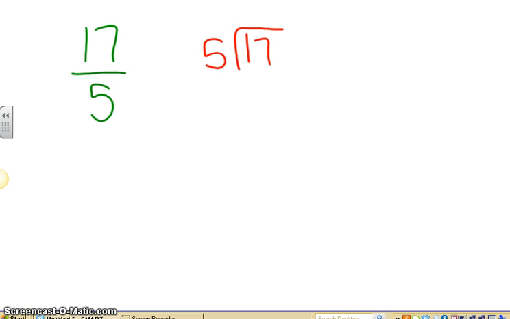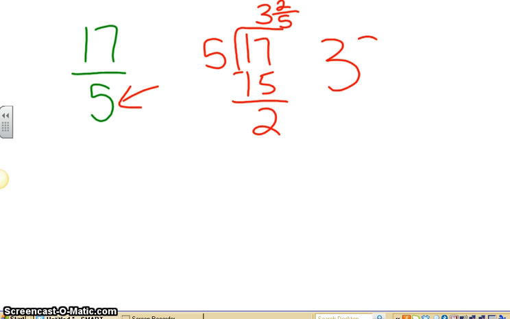So let's take a fraction like 17/5. And we want to convert that to a mixed number. So your first option is to divide. 17 divided by 5. 5 goes into 17 3 times, which is 15, with a remainder of 2. That remainder becomes your numerator, and your denominator stays the same. So my denominator is still 5. So 3 and 2/5 is my converted fraction.